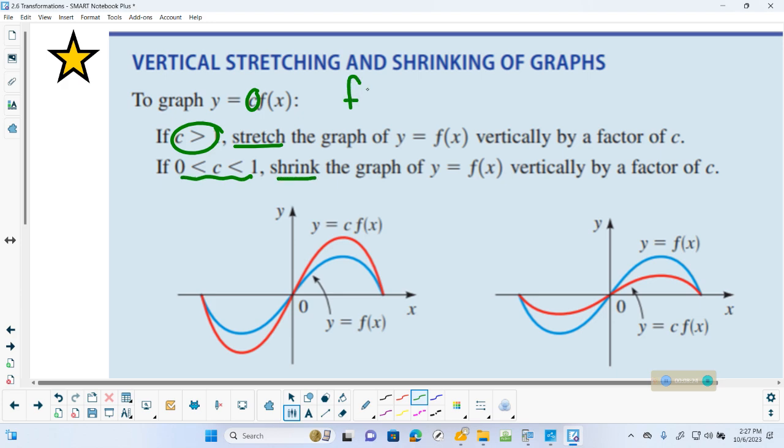So for instance, if you have that parent function we've been using a lot, the parabola, and now all of a sudden I put a 2 in front, 2x squared, double 1x squared. So that doubling is going to stretch the graph out.